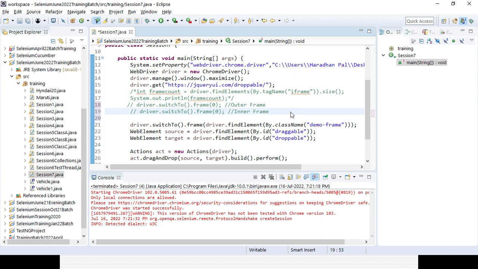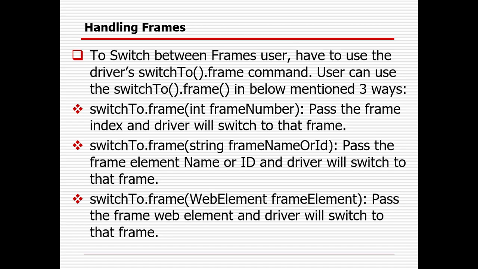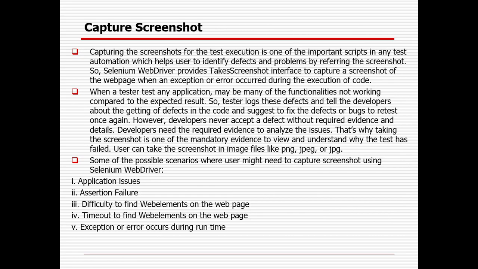Then I will go to that screenshot part. So these three topics are linked today, so that after that, in case of any specific doubt, we'll cover it. Capturing the screenshot for the test execution is one of the important scripts in any test automation, which helps the user identify defects and problems by referring to the screenshot. In case you are doing functional testing, automation testing, any kind of testing, there is no difference. Every time for pass, fail, navigation, you need to capture the screenshot to certify that you already worked on that.